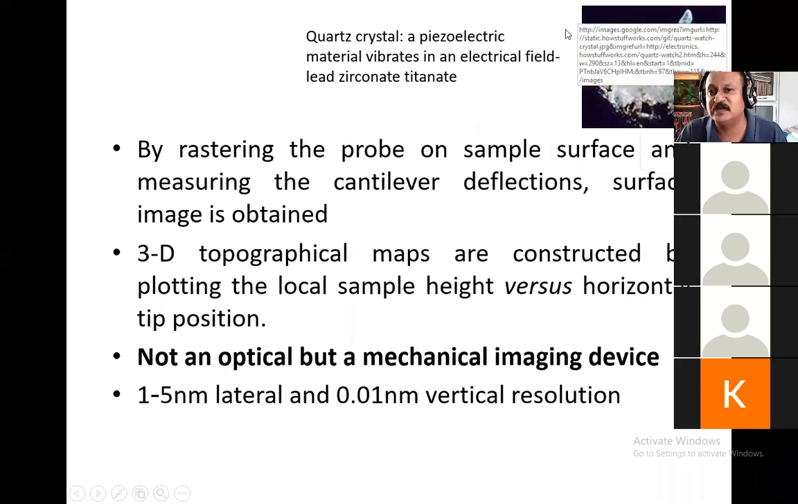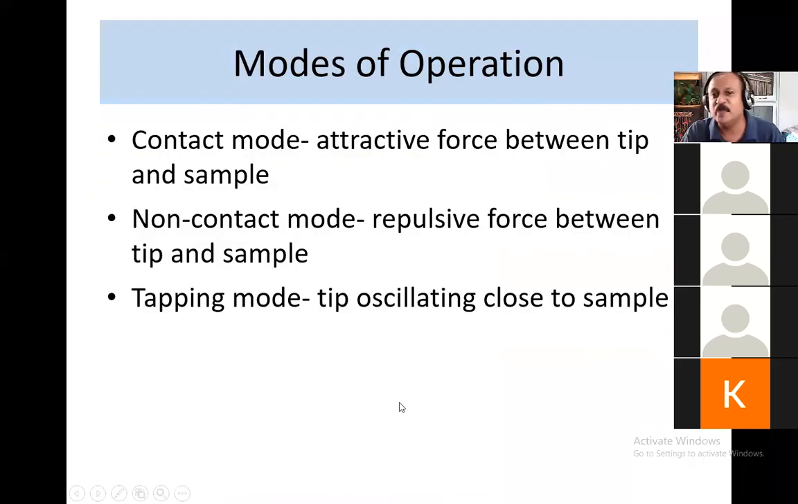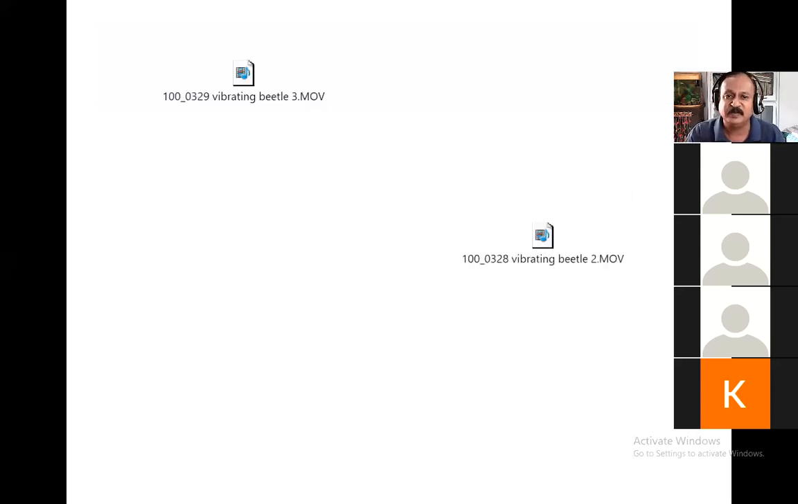This is a quartz crystal actually, and it has piezoelectric properties. The advantage here is that if there is an electrical field or a voltage difference, then the material will vibrate, or it will increase or decrease in size. And that increase or decrease in size will be used for movement of the probe on the surface, because the movement is a very fine movement. It is not like the movement of my finger. It is a very fine movement.